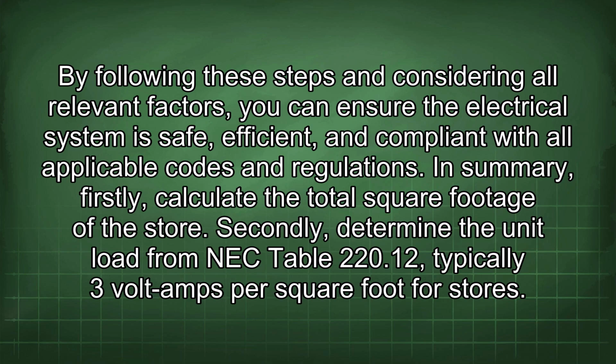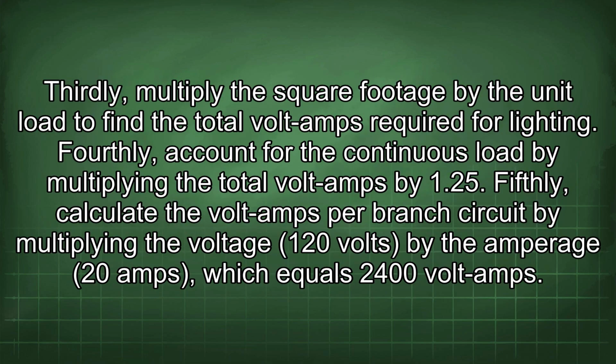In summary, firstly, calculate the total square footage of the store. Secondly, determine the unit load from NEC Table 220.12, typically 3 volt amps per square foot for stores. Thirdly, multiply the square footage by the unit load to find the total volt amps required for lighting. Fourthly, account for the continuous load by multiplying the total volt amps by 1.25.